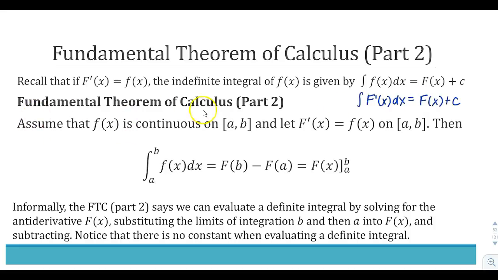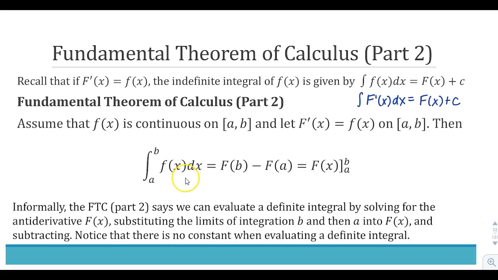So the Fundamental Theorem of Calculus Part 2 says assume that f of x is continuous on the closed interval from a to b, and once again we have that relationship that big F prime of x is equal to little f of x on the closed interval from a to b. Then, now we're solving the definite integral. The definite integral from a to b of f of x dx is equal to the antiderivative big F of b minus big F of a. Or, another way to write it, the antiderivative F of x from a to b.